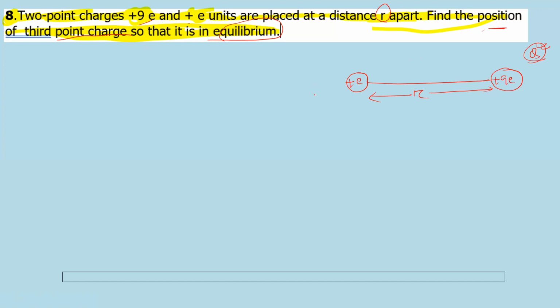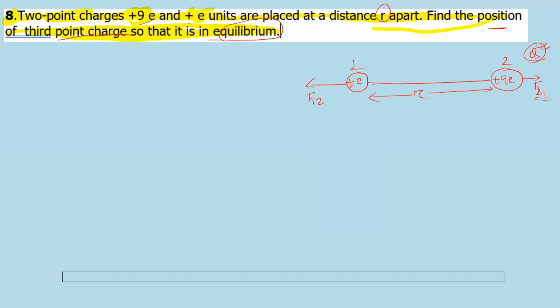Here, this is the first charge and this is the second charge. The first charge will experience a force due to charge 2, which is a repulsion. Similarly, the second charge will be repelled by the first charge. So F21 means force on 2 due to 1. These things we have studied in Coulomb's law.